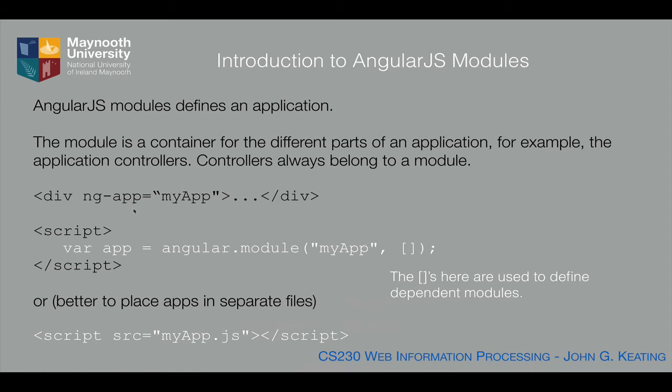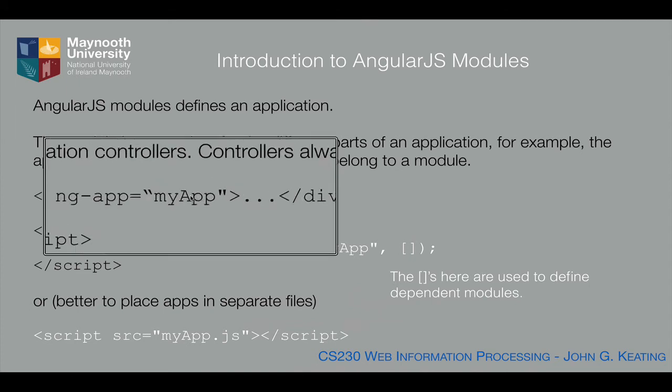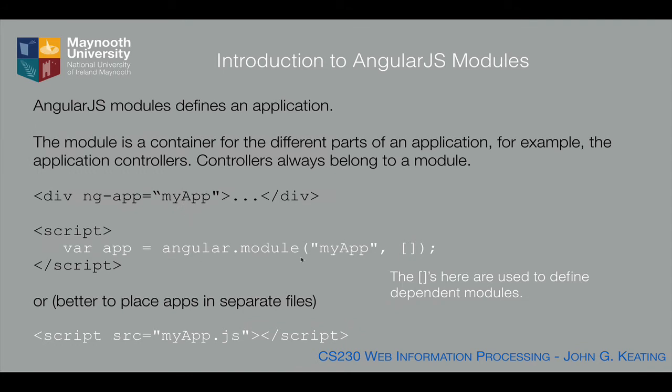Okay. Generally, we give our apps a name, and so the module will have different parts of the application, and they always belong to a controller. And we have a controller, and controllers always belong to an app. So here's an app that's defined. We're creating a little script here, creating a module, and we could put them into a separate file, and it's useful to do that. Okay, the dependencies we have are here, in square brackets.